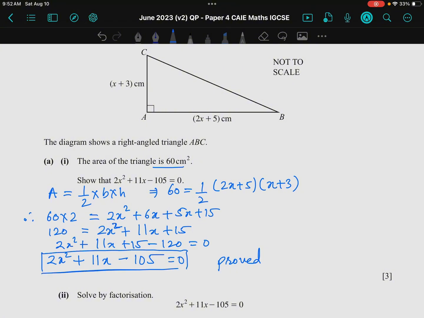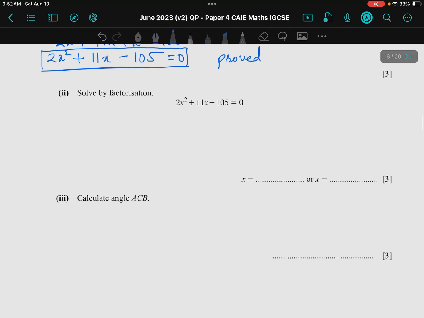We have done this part number A. Part number B, solve by factorization. First of all, writing the general form of the equation ax square plus bx plus c equals 0. Comparing, the value of a is 2, b is 11 and c is minus 105. First of all, find the multiplication a into c. A is 2, c is 105, giving me 210.